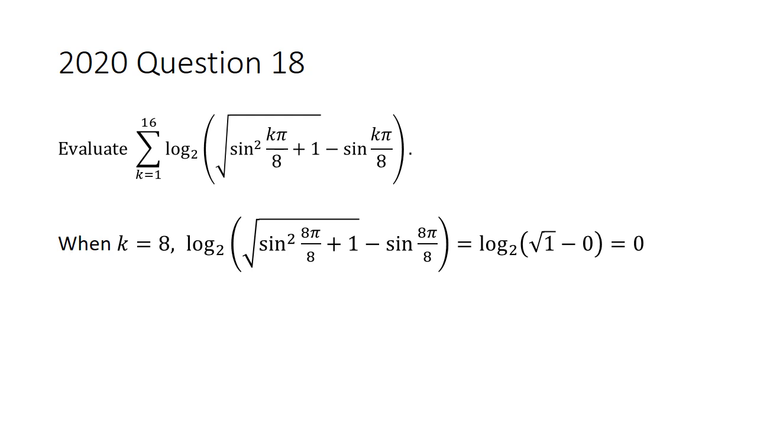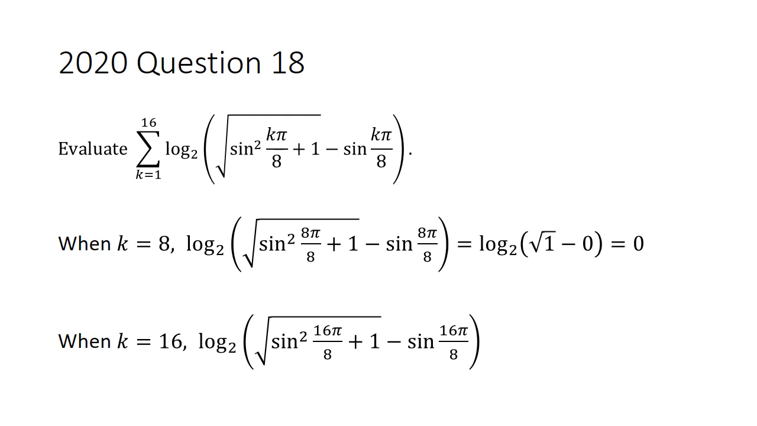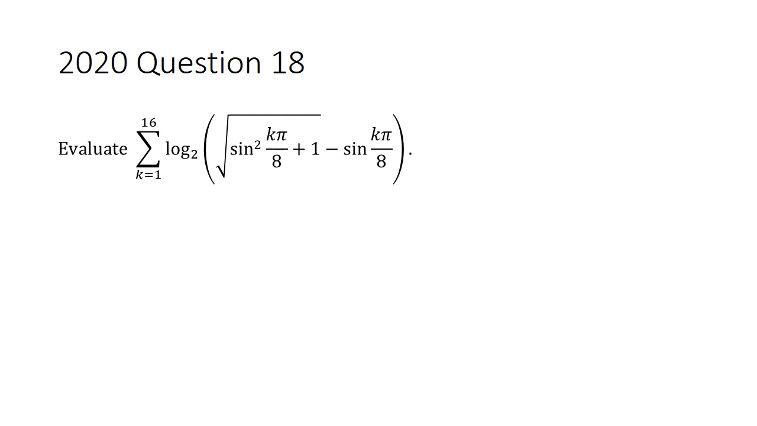Similarly, if I take k equals 16, I'm taking log base 2 of the bracket, a lot of stuff, but pay attention to the sine squared. I'm taking sine squared of 2 pi and I'm taking a sine of 2 pi. Sine of 2 pi is also 0. So there's nothing here to be frightened of. It will also become 0. So the two trivial cases are actually k equals 8 and k equals 16. They evaluate to nothing. We got rid of 2 terms. What about the remaining 14 terms?